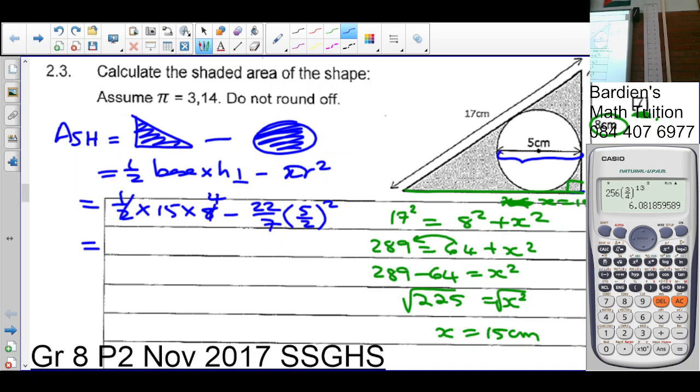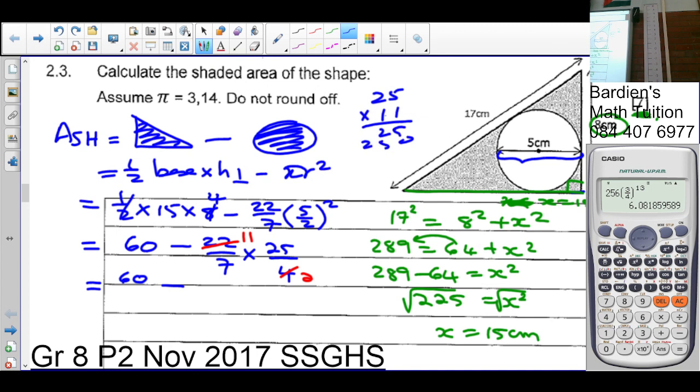So that goes 4. 4 times 15 is 60. Minus 22/7 times 25/2. 5 squared is 25. 2 squared is 4. So 4 goes into 2 twice, into there 11 times. Not so? So it's going to be 60 minus 25 times 11, which is 275 over 14.